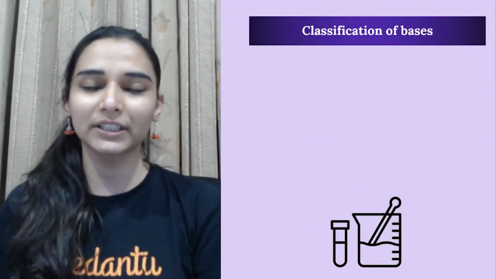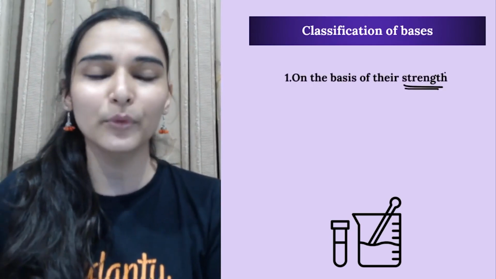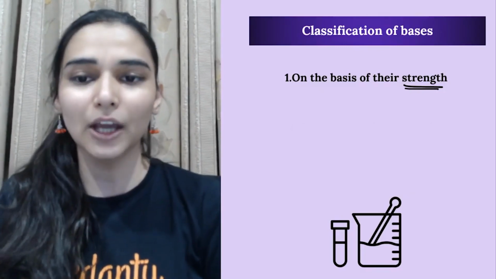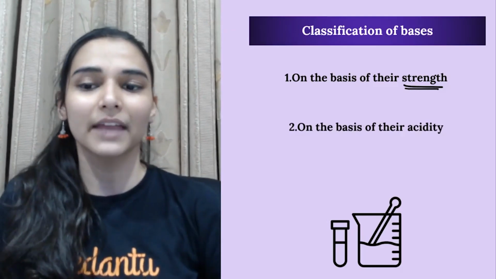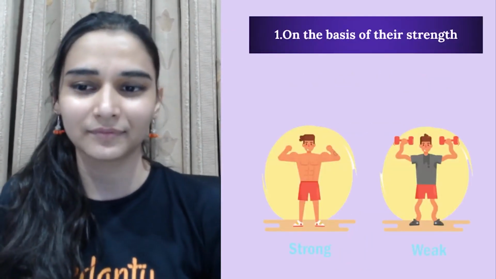Now coming back to the classification of bases on the basis of strength. If you remember, for the acids we did it this way, and we are going to do the same for the bases also. On the basis of strength, there are strong bases and weak bases, then on the basis of their acidity. This is the main classification. Strength.